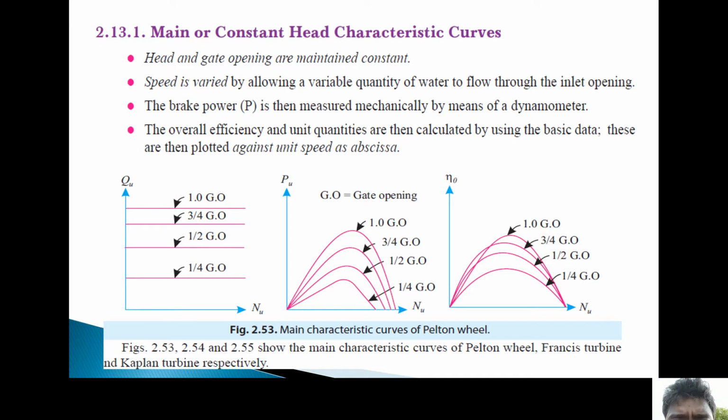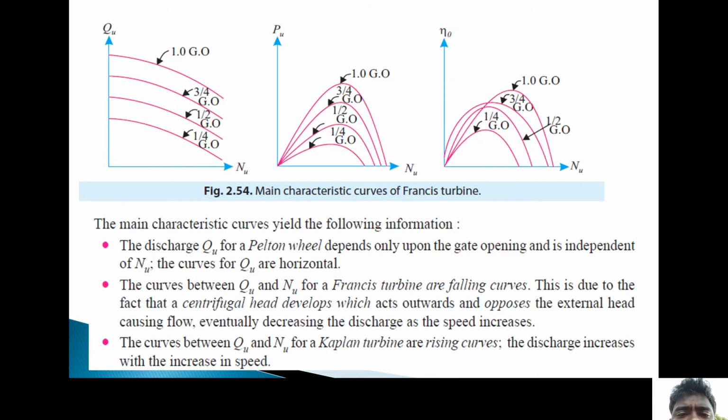Next, the power versus speed figure, with different gate valve openings. This is one characteristic curve. You can draw it from the origin to some maximum value, and then the curve reduces. The same applies to the efficiency and speed curves. These are the main characteristics curves of a Francis turbine.